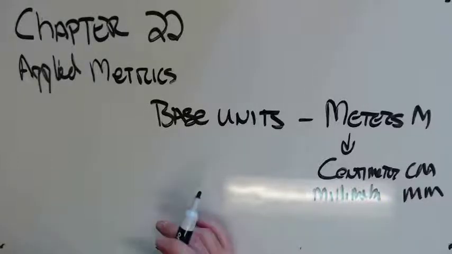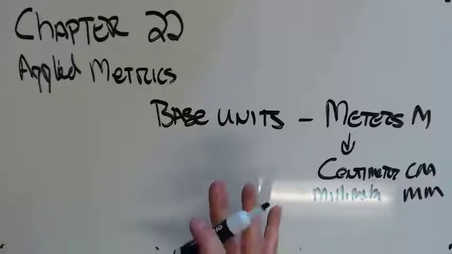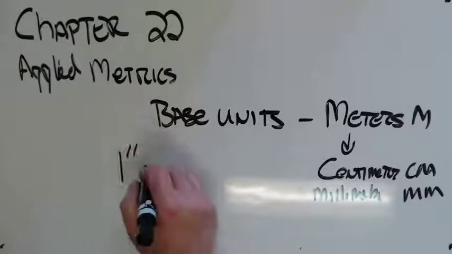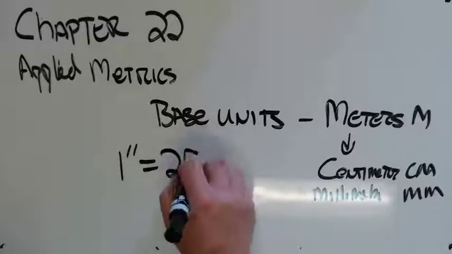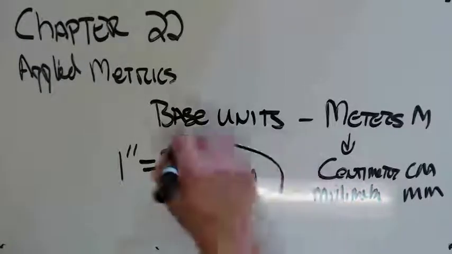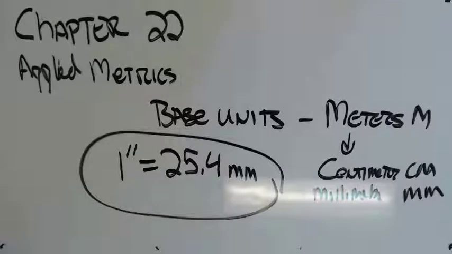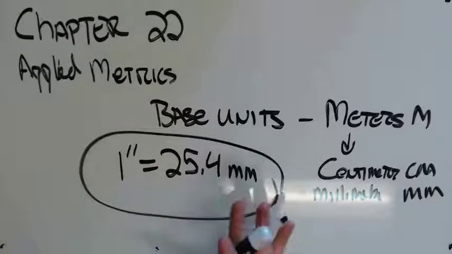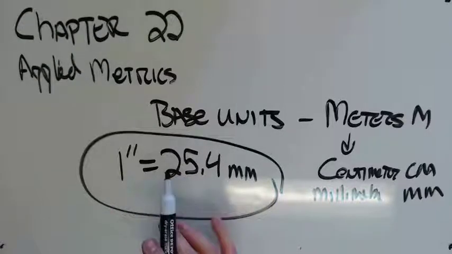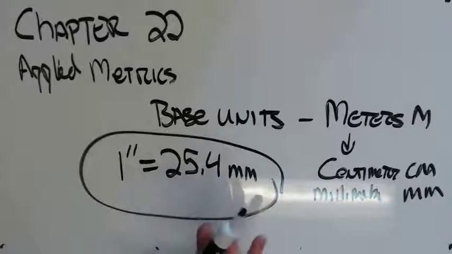So what we need to know is 1 inch equals 25.4 millimeters. Tattoo that on your arm. If you have that information, you can convert. Okay? That's what you need to know. 1 inch equals 25.4 millimeters. From there, I can go anywhere. It might take me a while, but I can go anywhere given that information.